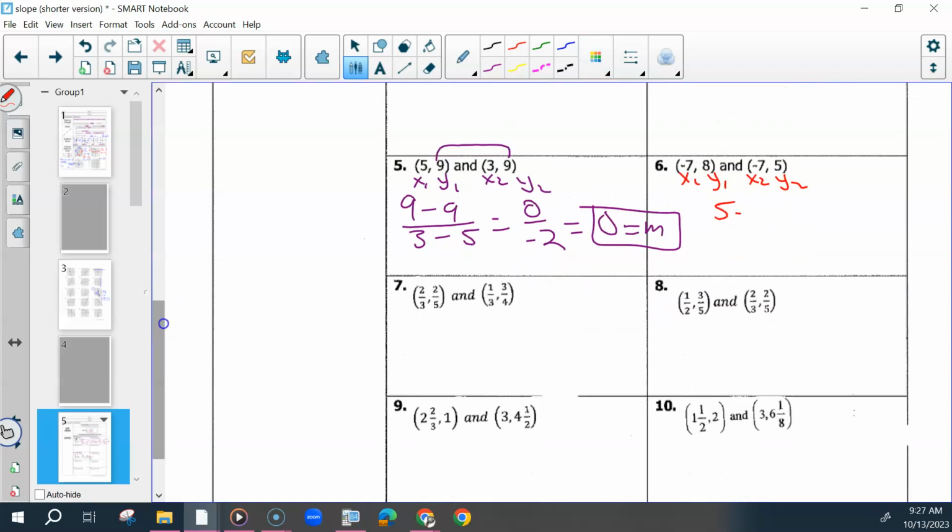We have 5 minus 8 over negative 7 minus a negative 7. When we subtract, we get negative 3 over 0, and anything divided by 0 is undefined. So again, if we see that the x's are the same, we're going to get undefined. Okay. Do we have any questions on how to find slope from 2 points in general before we step it up?